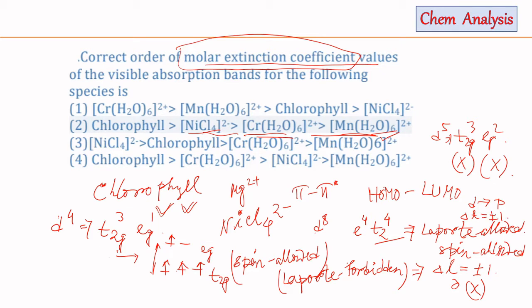So, we can see that the molar extinction coefficient order will be this one. Chlorophyll will be highest, then NiCl4 2-, then Cr(H2O)6 2+, and the least molar extinction coefficient will be for Mn(H2O)6 2+.